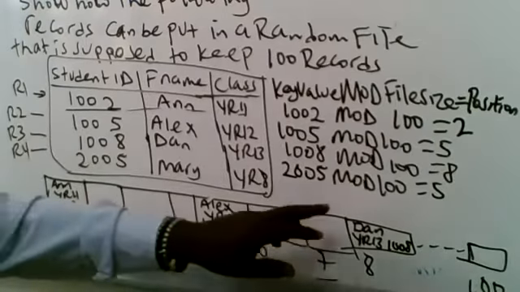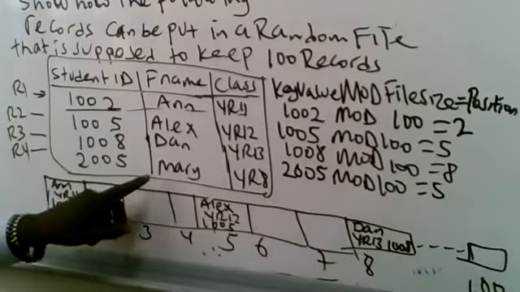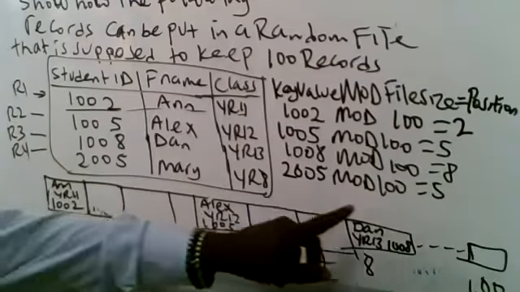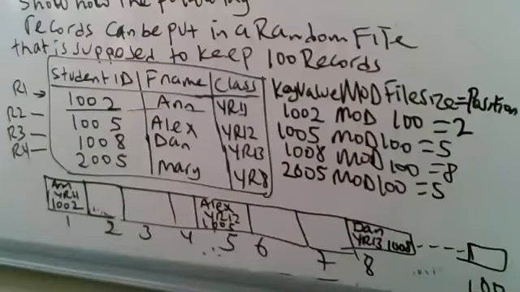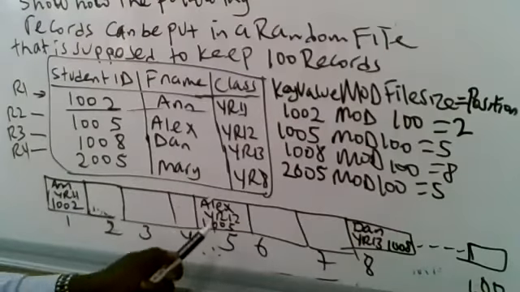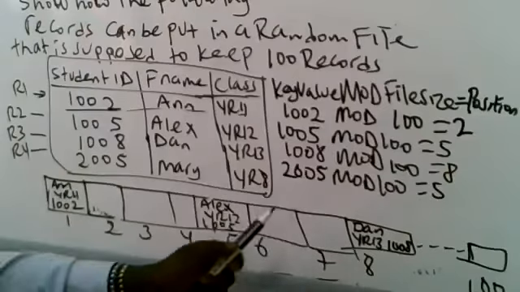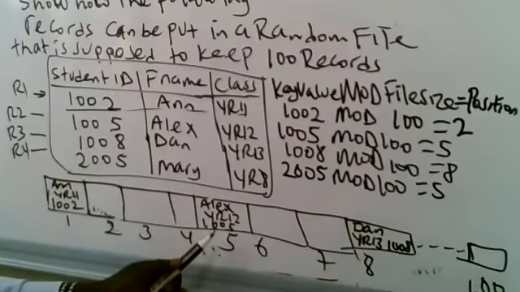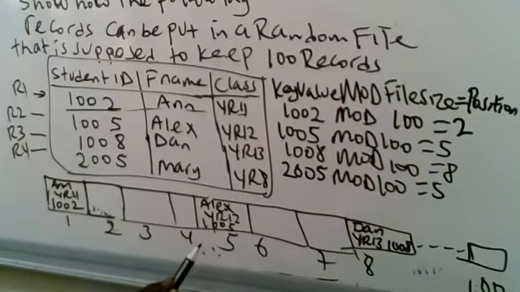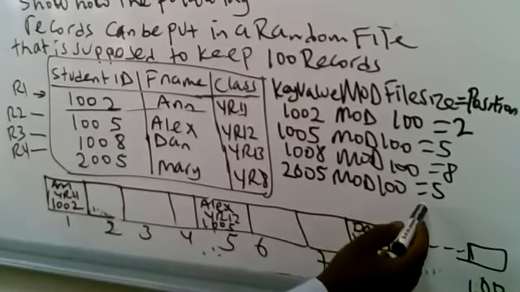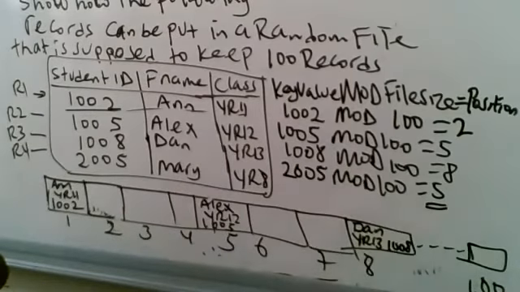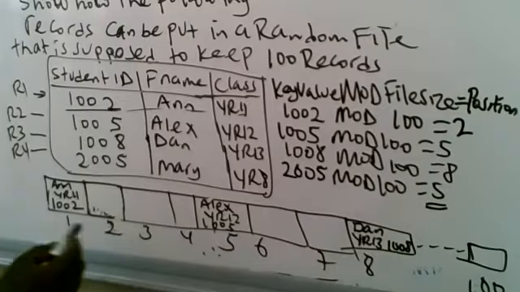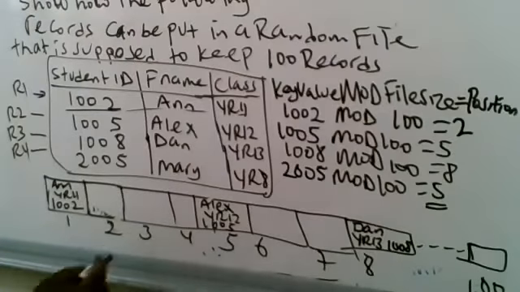So here, you find that Mary's record is supposed to be in position 5, but position 5 is already taken up. The computer can't keep Mary's record and Alex's records together. It can't mix them up. So since the computer has calculated the position where it wants to put the value in the random file, but the position is already occupied, that is called clashing.